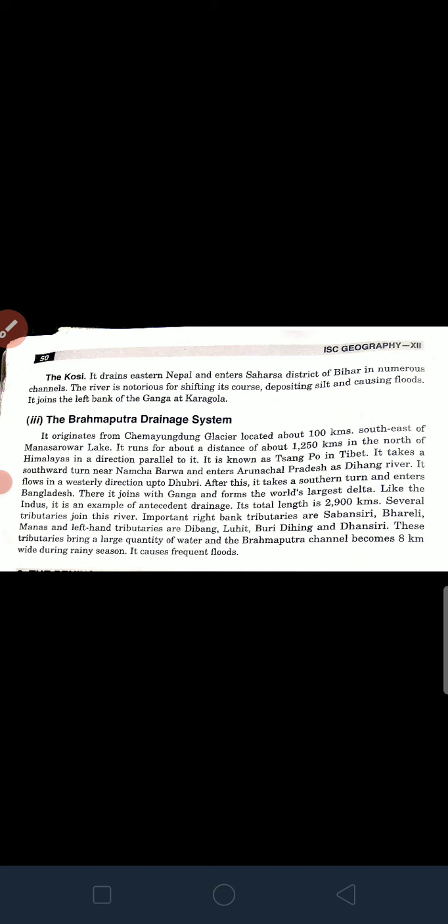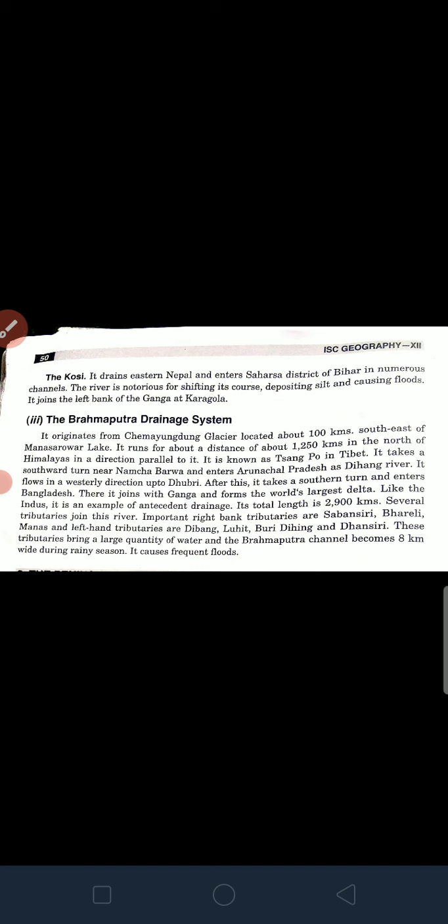Important right bank tributaries are Subansiri, Bhareli, and Manas, and left bank tributaries are Dibang, Lohit, Buri Dihing, and Dhansiri. These names may seem strange to you because of the origin of these words, which are related to the northeastern region, or you can say the Tibet region.